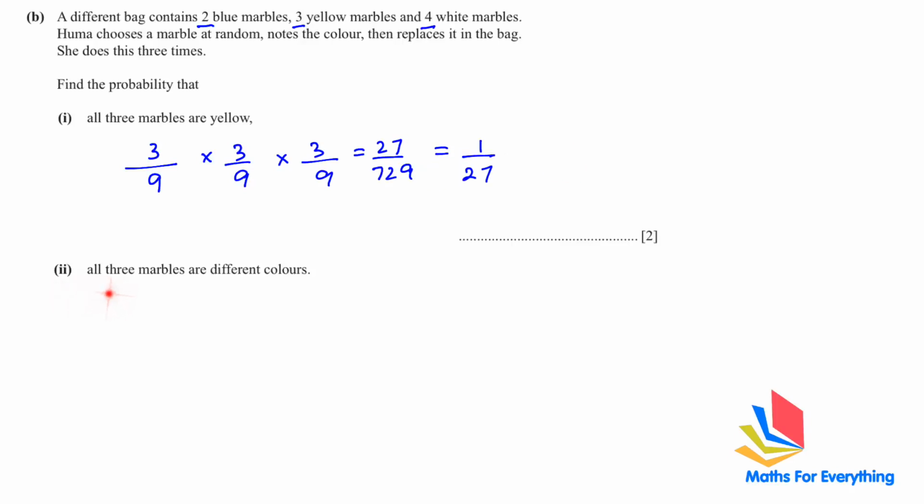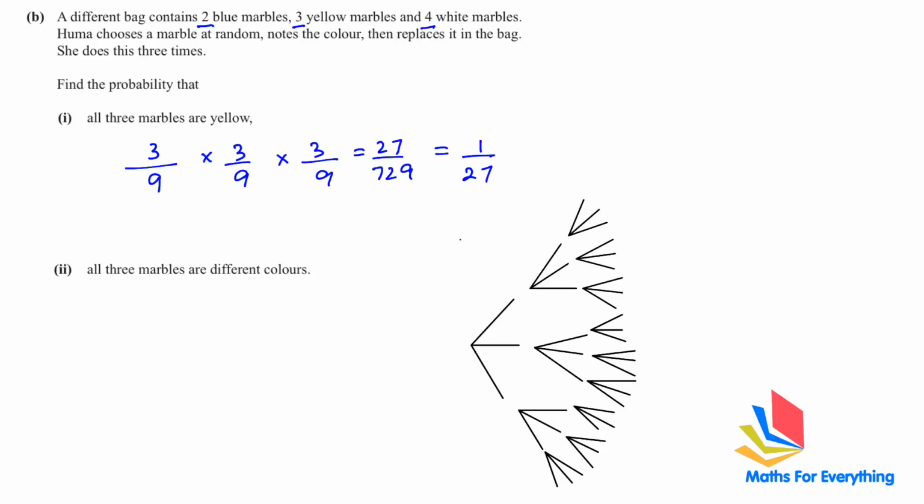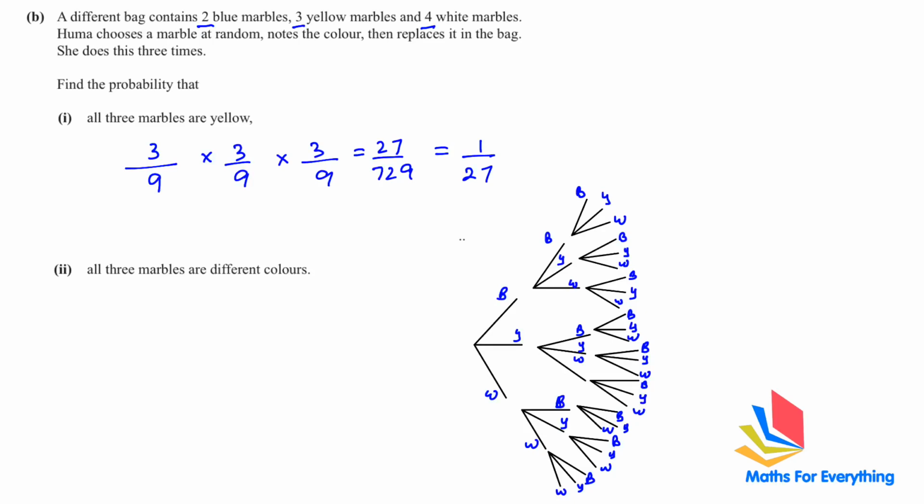Now next part of the question, all 3 marbles are different colors. So it's a good idea to draw the tree diagram. And it's going to have 3 branches because we have blue, yellow and white. I will write down the branches as blue, yellow and white. Each branch will have 3 branches more, blue, yellow and white.